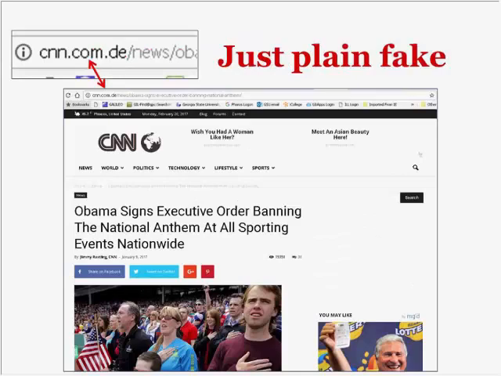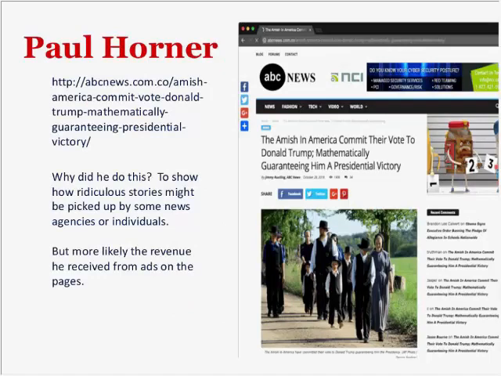So here's an example of a fake news story, and it looks completely legitimate because it looks like it's CNN, but quite often these fake news sites will have a .de or a .co after what looks like the legitimate URL, and it is completely fake. This does not have anything to do with CNN. They basically stole the logo and stuck a fake story on there. And I'm going to let Pat talk about this one.